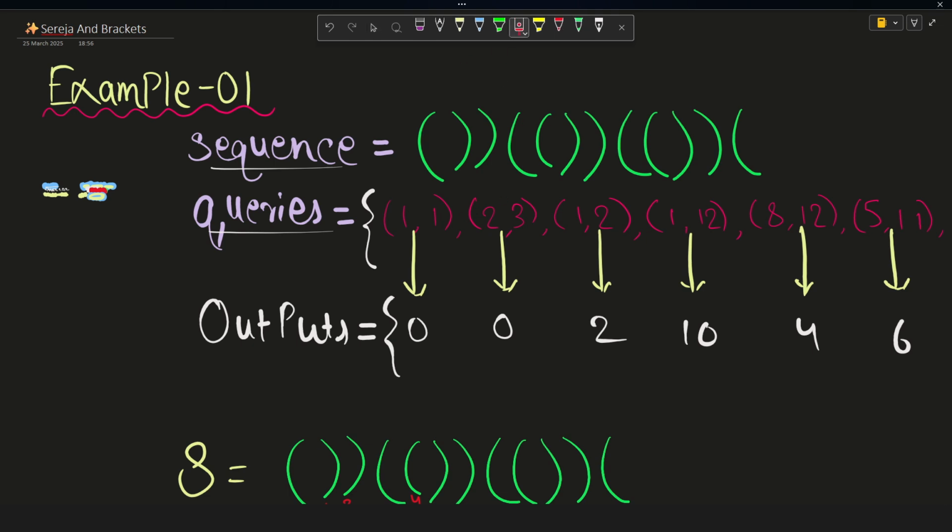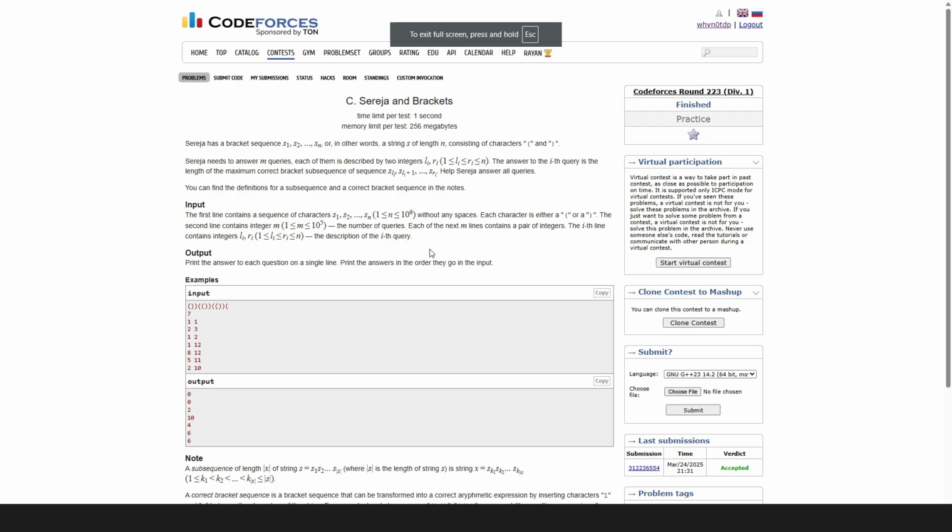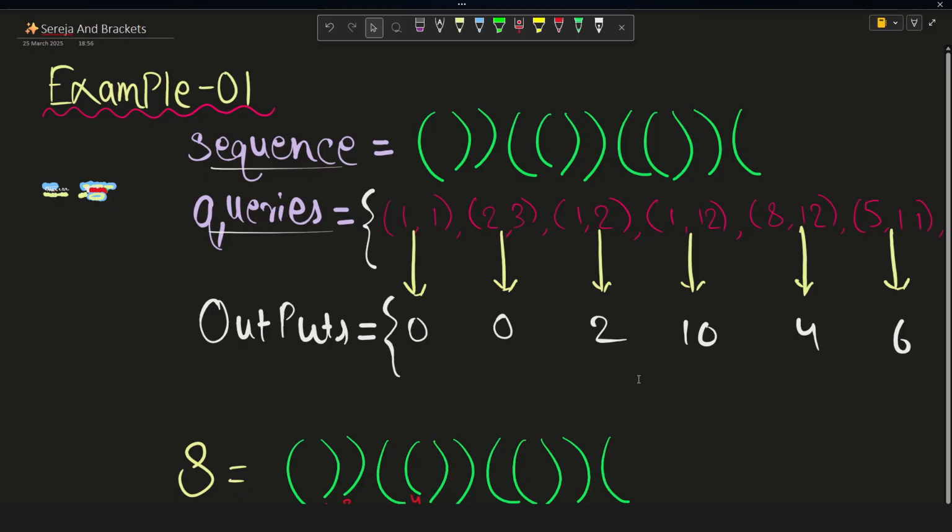In the first query, we want to find the longest correct bracket subsequence for this range. That is, starting from the first index and going till the first index only. Also keep in mind one thing, that this L and R are given in one based indexing only, right? So it means that this is asking us to answer the query from 1 to 1. In 0 based terms, we can say that it is actually asking us to answer for the 0, 0 range.